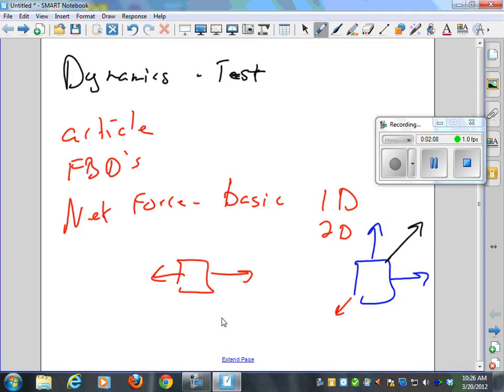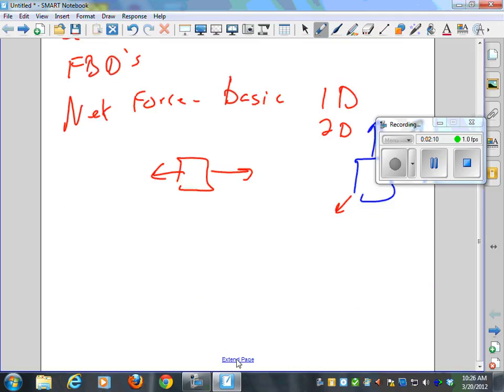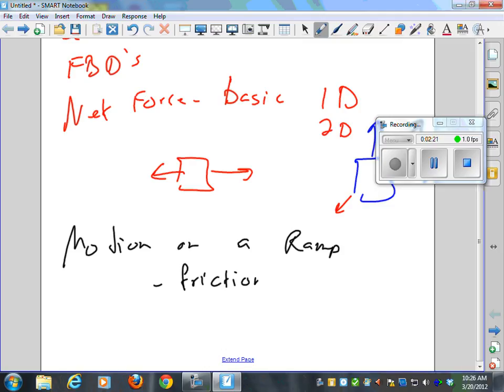Then we looked at motion down an inclined plane, motion on a ramp. We started with frictionless, and then later we went to ones that had friction. So frictionless ramps and ramps with friction. The friction ramps came after that, but however, we talked about friction itself.